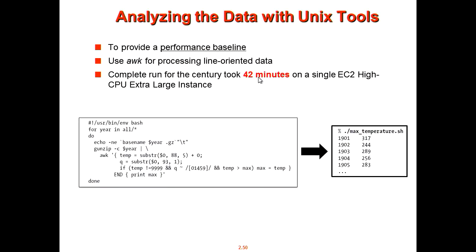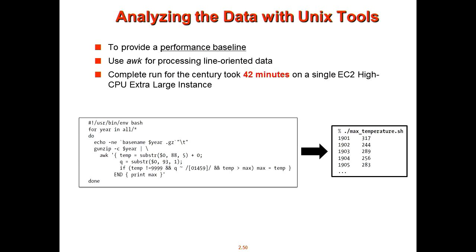Here is an example of doing this using the command line with some Unix tools. The authors of this book did some experiments. They used awk for processing the line-oriented data. The whole dataset, I remember, is about several hundred gigabytes, roughly of that size. After they ran it for the century, just 100 years, it took 42 minutes on a single EC2 High-CPU Extra Large instance, which is provided by AWS. 42 minutes for such a large dataset.